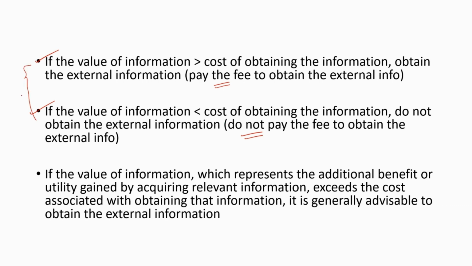So, let's summarize these points. If the value of information, which represents the additional benefit or utility gained by acquiring relevant information, exceeds the cost associated with obtaining that information, it is generally advisable to obtain the external information. Simply, this means if the value of information exceeds the cost of obtaining the external information from an external party, it is advisable to obtain the external information by paying a fee to the external party.